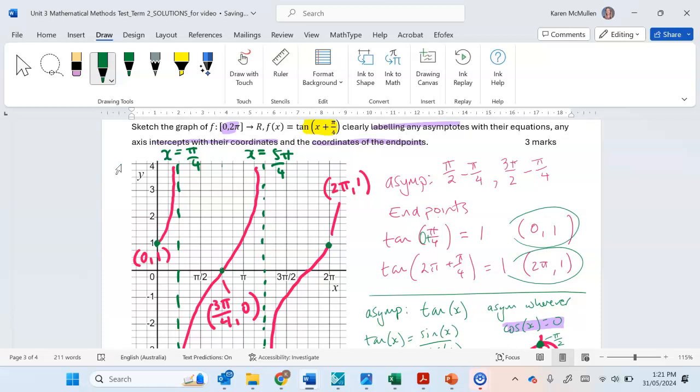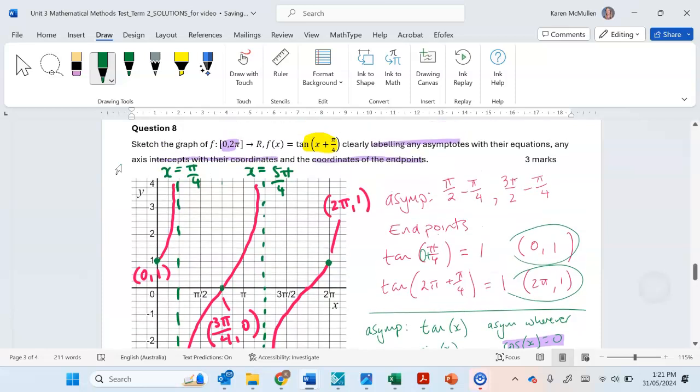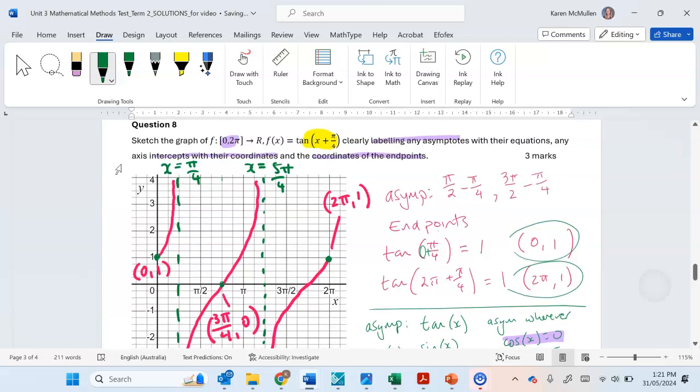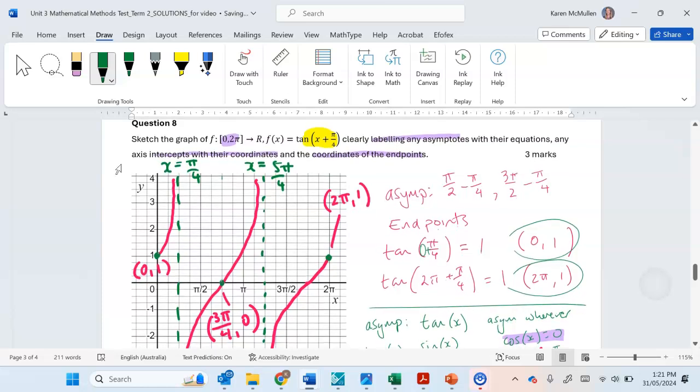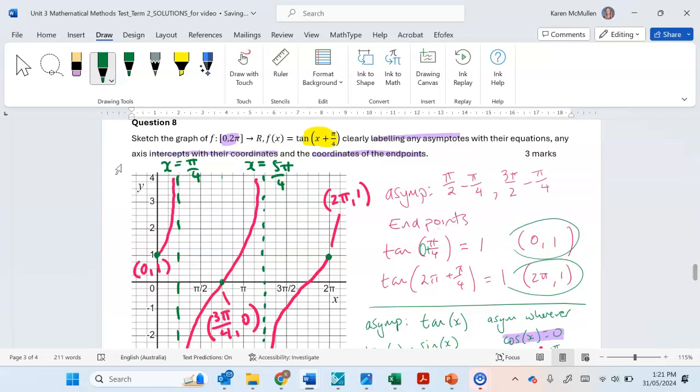So just making sure you've got your endpoints. I think for that sort of question, the hardest part would actually be those endpoints, and making sure you finish at 2 pi because you're not ending on an asymptote, if that makes sense. And you've got to clearly mark in that point.